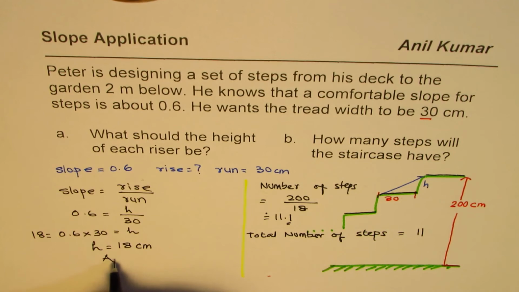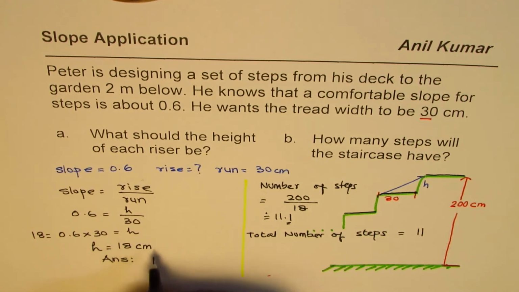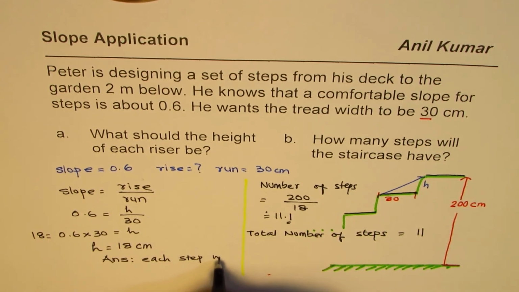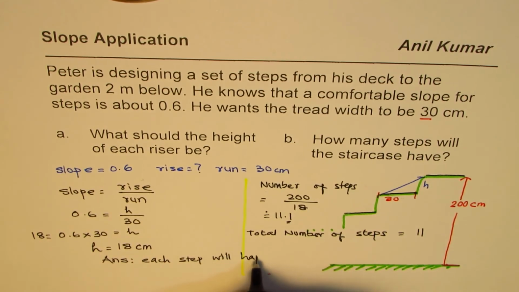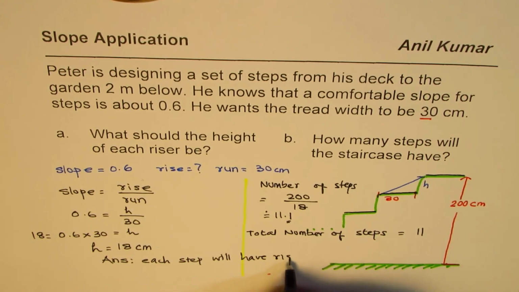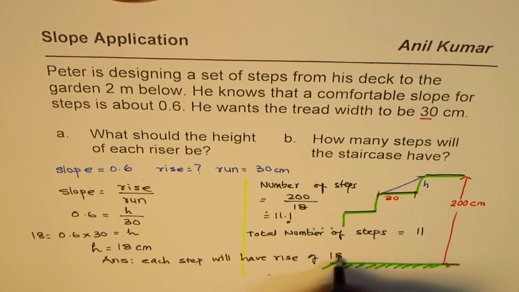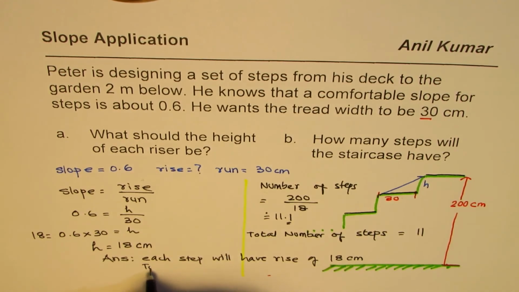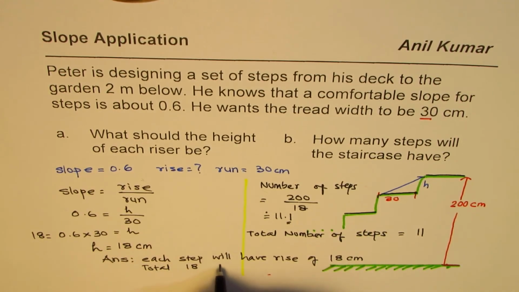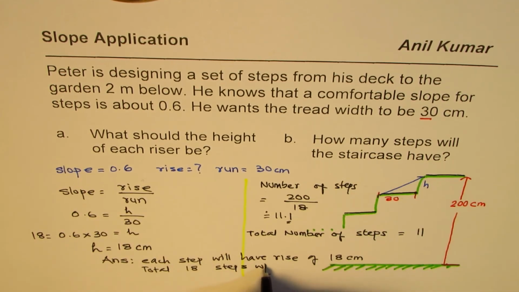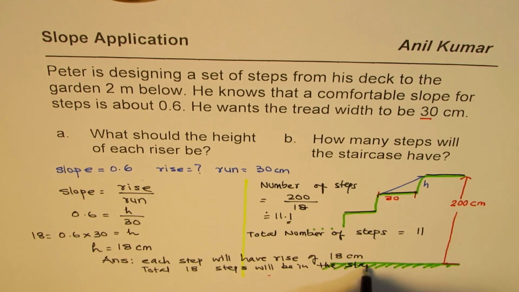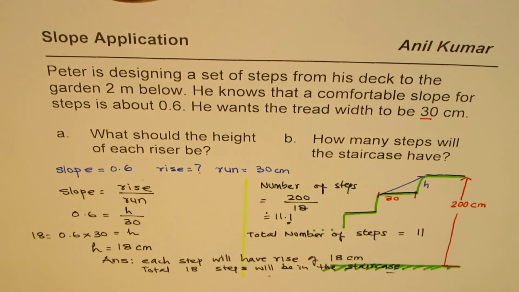So we can now summarize our answer as each step will have a rise of 18 centimeters, and a total of 11 steps will be in the staircase. Is it okay? So that is how we can actually solve such questions.